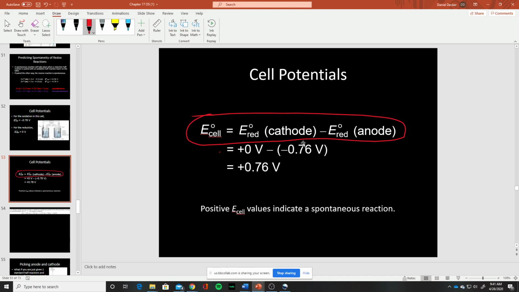So be sure you know how to find the voltage of a cell using its two half cells. And also be able to identify whether it is going to be spontaneous using that voltage. So again, positive voltages are spontaneous, negative voltages are non-spontaneous for the cell.